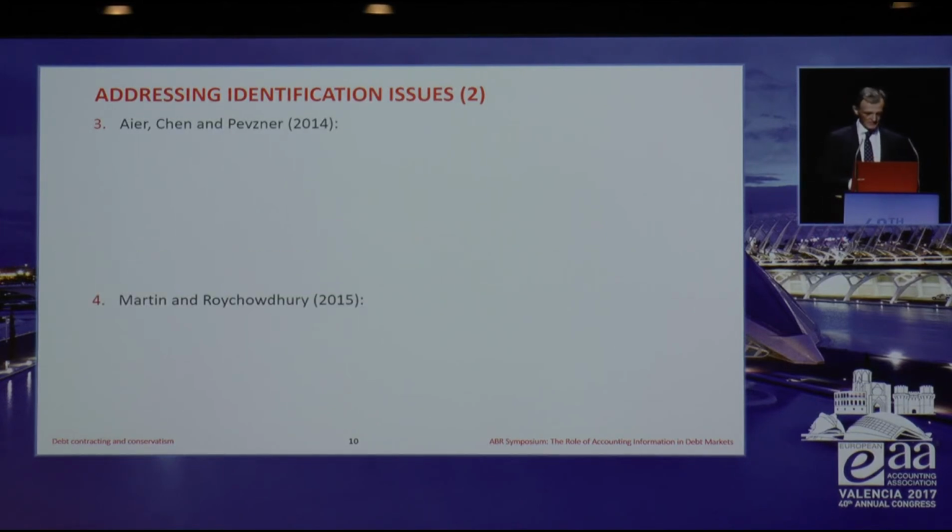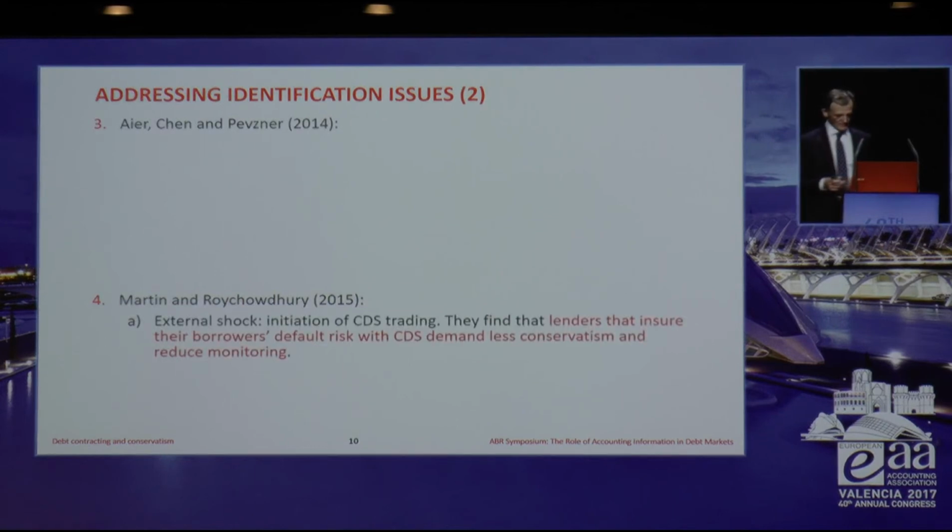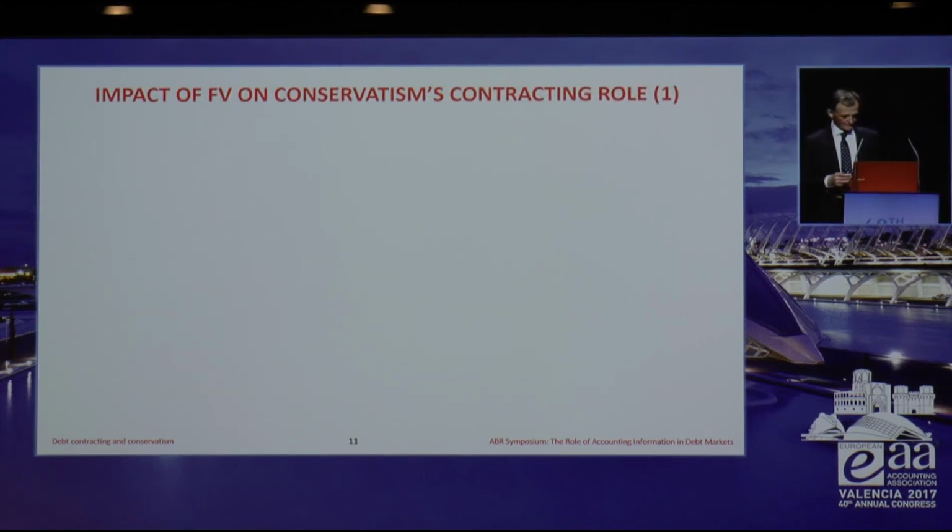And the fourth piece of evidence is by Martin and Rochaury. The external shock is the initiation of CDS trading, the credit default swaps. As you know, a credit default swap is like you can purchase insurance, okay, for credit risk. And what they find is that lenders that insure the borrower's default risk with CDS demand less conservatism, okay, and they also reduce monitoring. Okay, again, the initiation of CDS trading does not affect the economics of borrowers, but affects the demand for conservatism. In this case, it affects negatively the demand for conservatism. Okay, and so far so good.